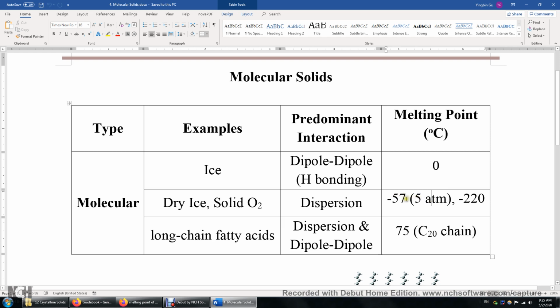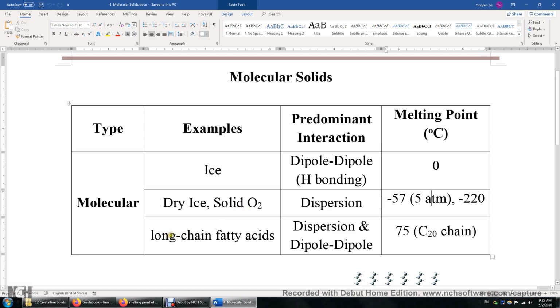But the main point here is, for these two molecules, there's no dipole-dipole interaction, there is dispersion. However, because the molecular size of these two molecules are fairly small, the dispersion is also fairly small. Therefore, it's very easy to melt these two solids.